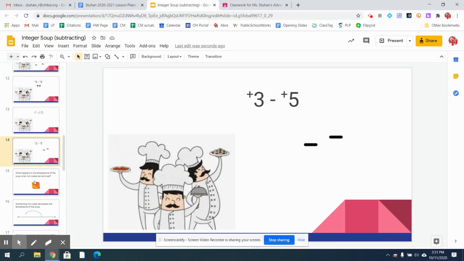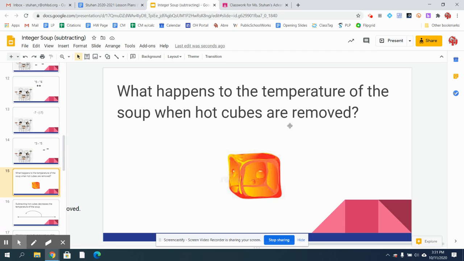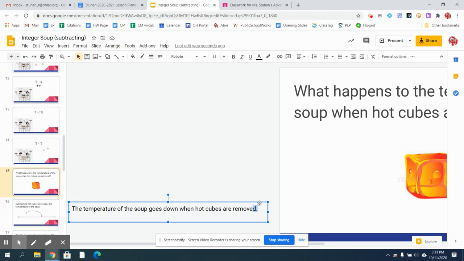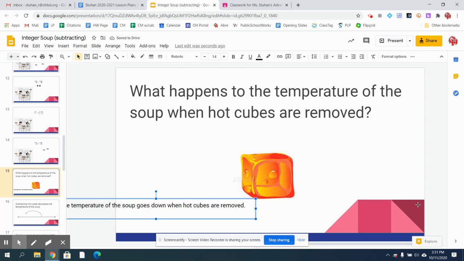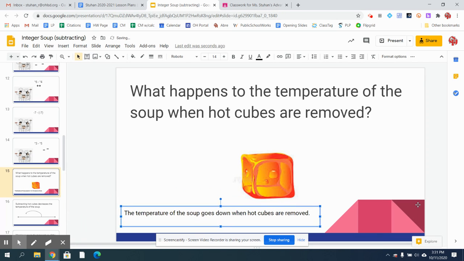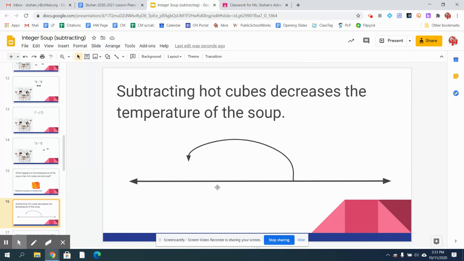All right. This can be a little confusing, so we're going to definitely practice this some more. But what happens to the temperature of the soup when the hot cubes are removed? Well, when we remove the hot cubes, the temperature of our soup goes down. It cools off. If we look at that on a number line, here's our soup temperature, and when we subtract hot cubes, we're decreasing the temperature of the soup. The temperature goes down. We're moving to the left on the number line.